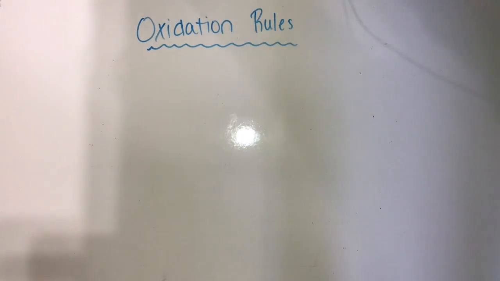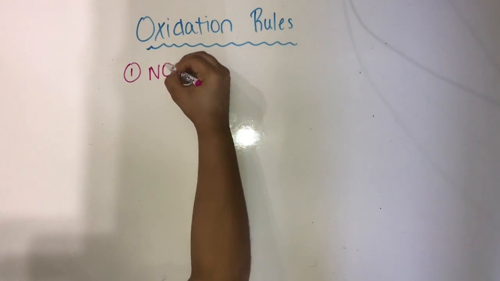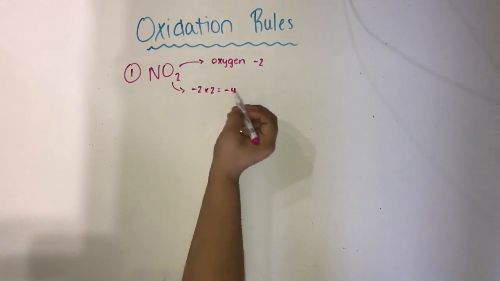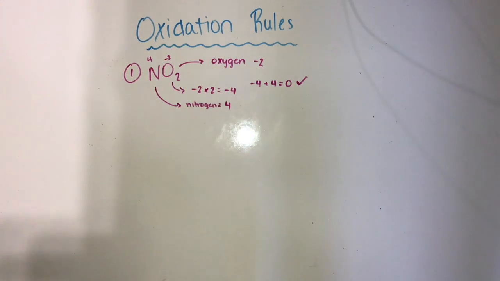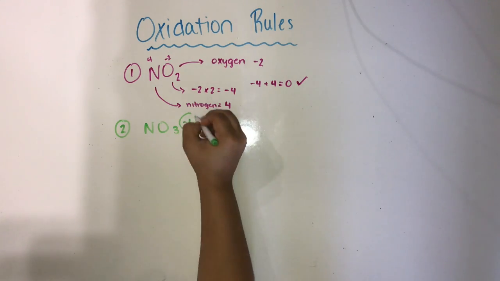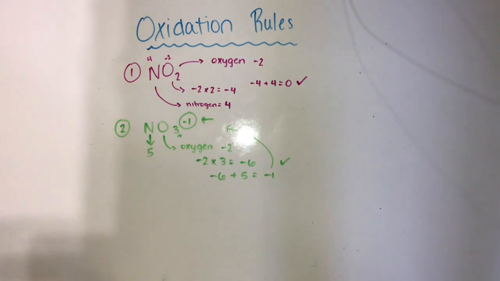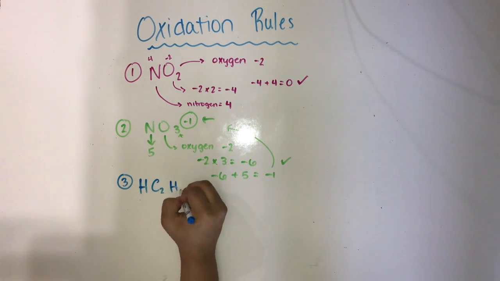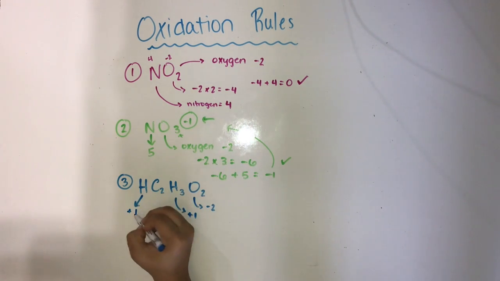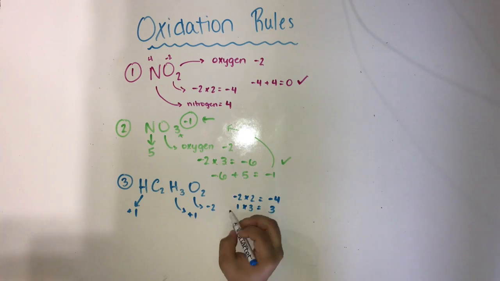Now we're going to go over some oxidation examples. First we have NO2, and oxygen is always going to equal -2. So you multiply -2 by 2, which gives you -4. And since the compound has to equal 0, you have to make nitrogen have an oxidation number of 4. And now there's 2 more examples if you need any.